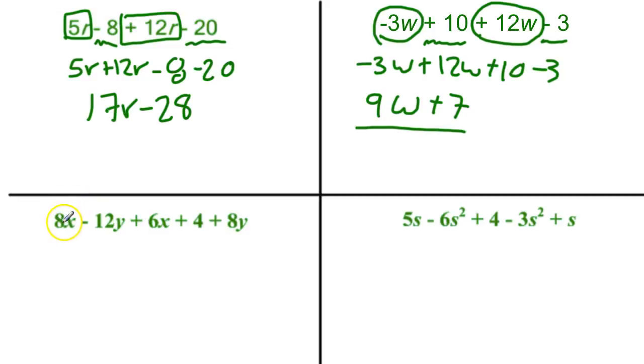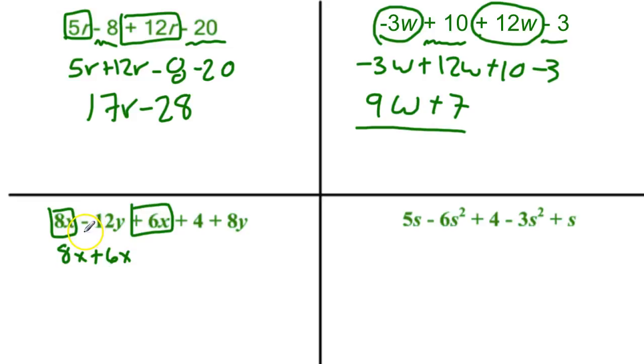All right. Over here, there's a couple of letters in here. We have X's, Y's, and then a number with no variable. So I need to box. Let me box the X's. 8x plus 6x. All right. 8x plus 6x.